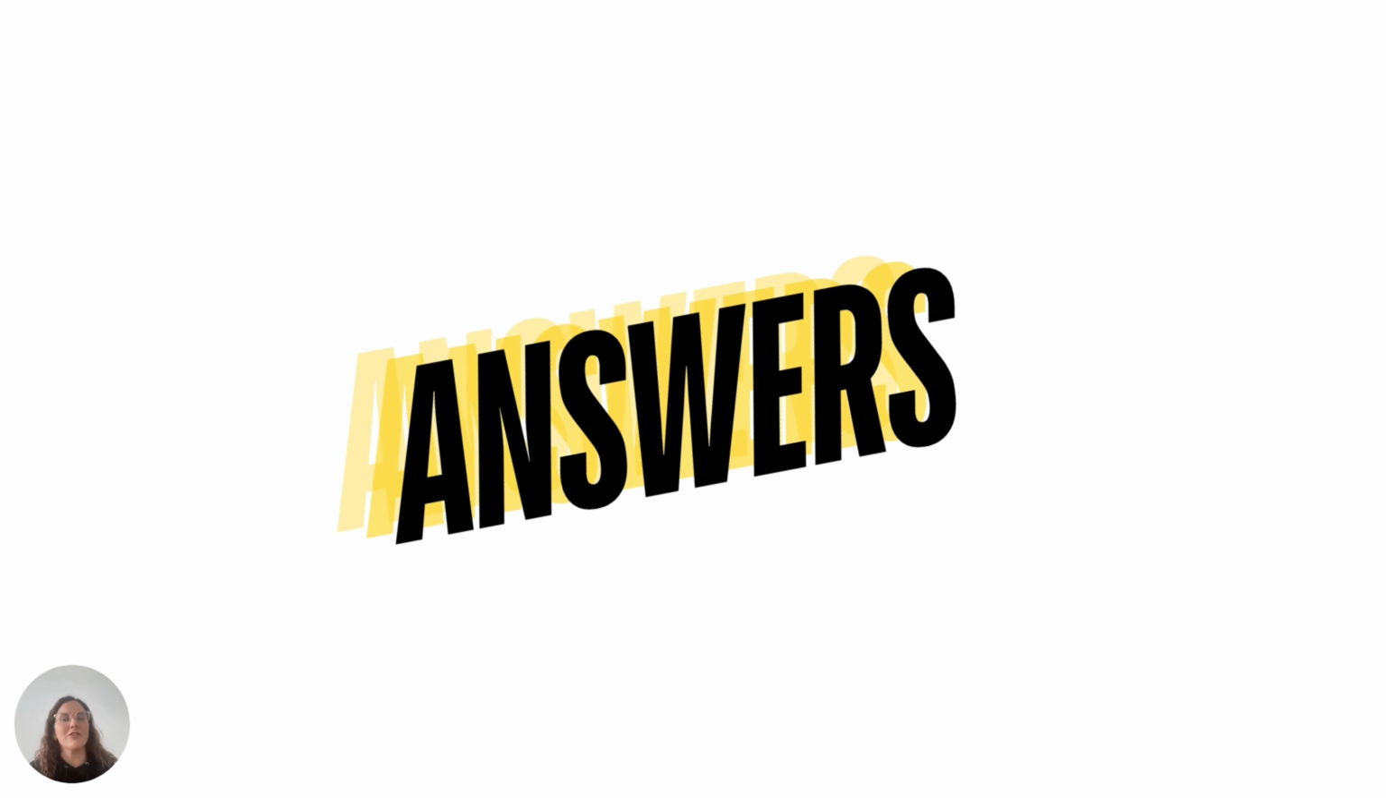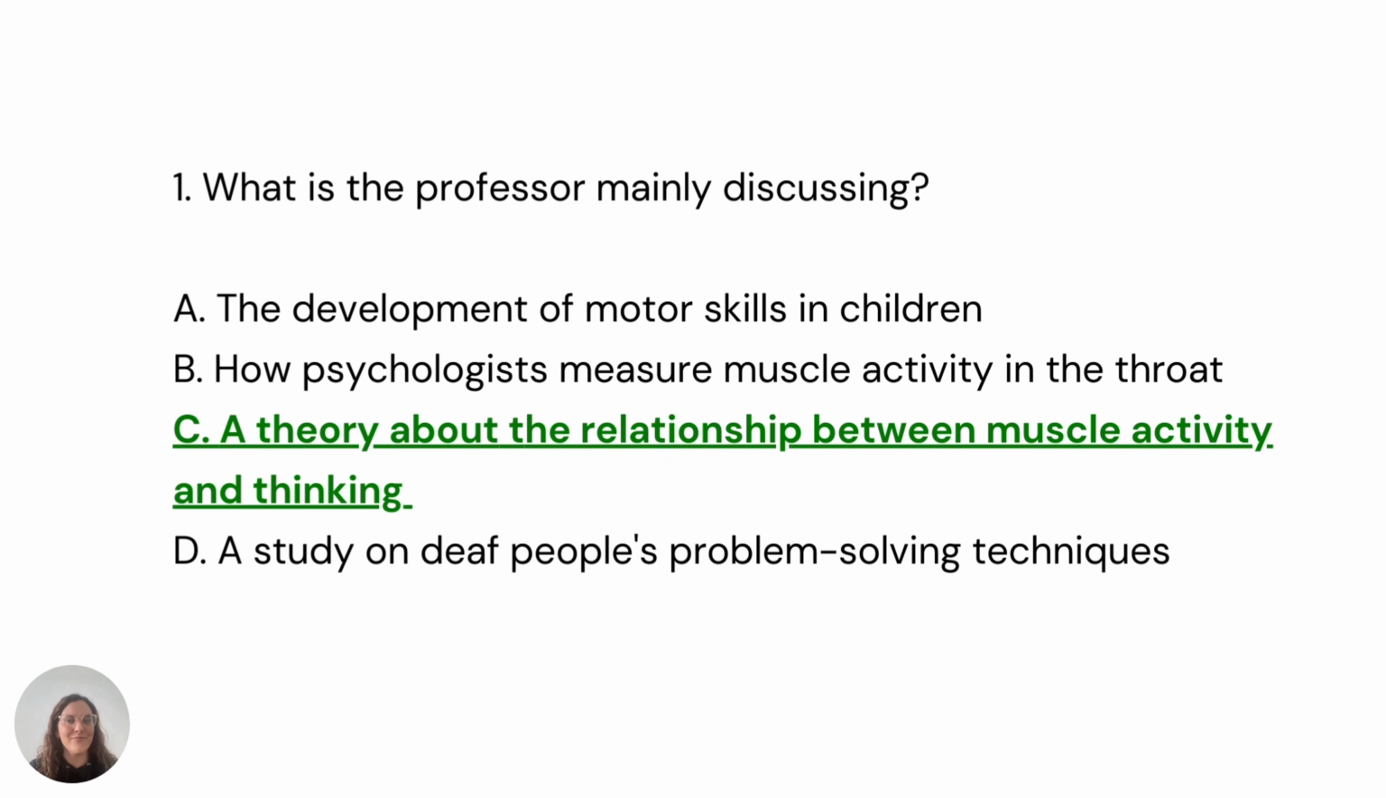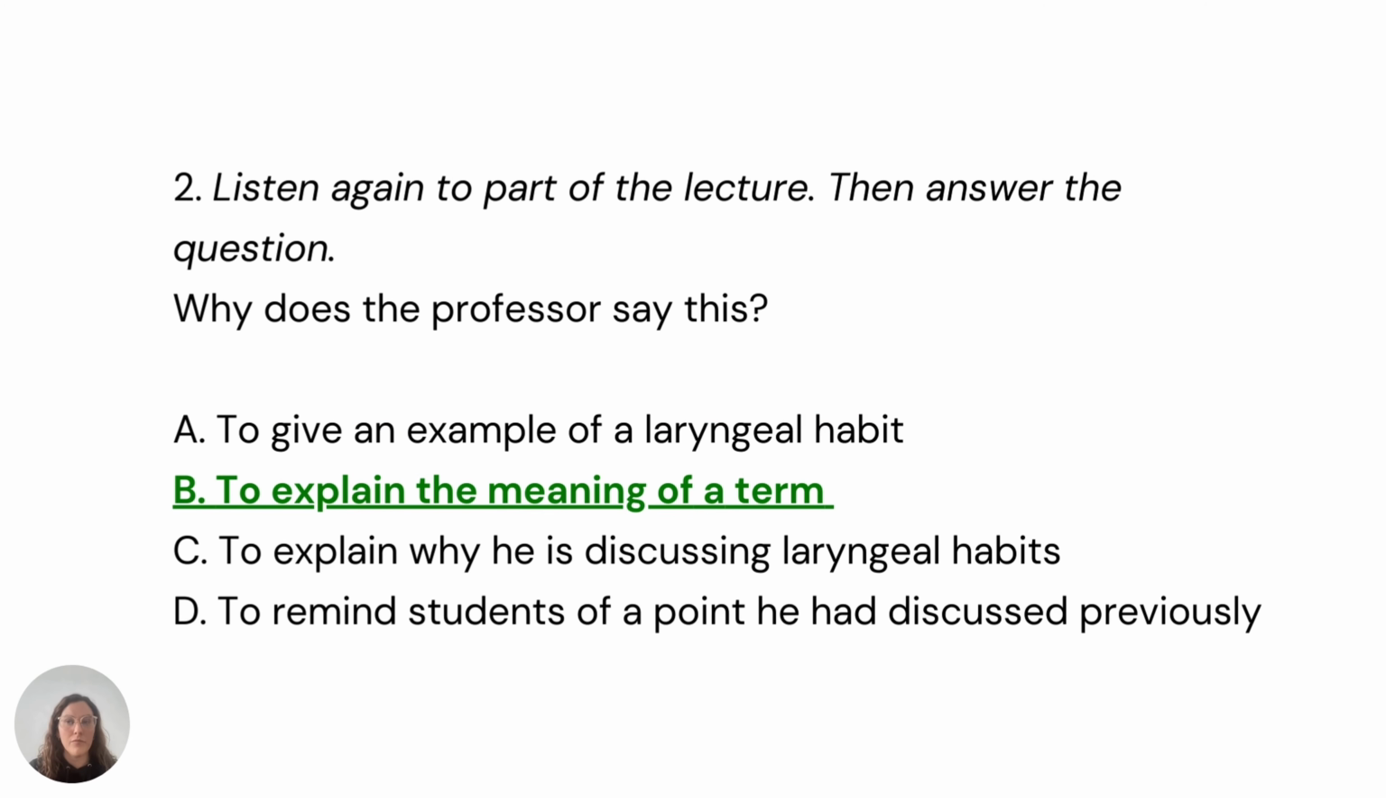Okay, let's go over your answers. Did you remember to predict the main idea? I hope you did. What did you think the main idea is? Let's see if you're right. Number 1 is C, a theory about the relationship between muscle activity and thinking. Number 2, this is a function question. It is B, to explain the meaning of a term.